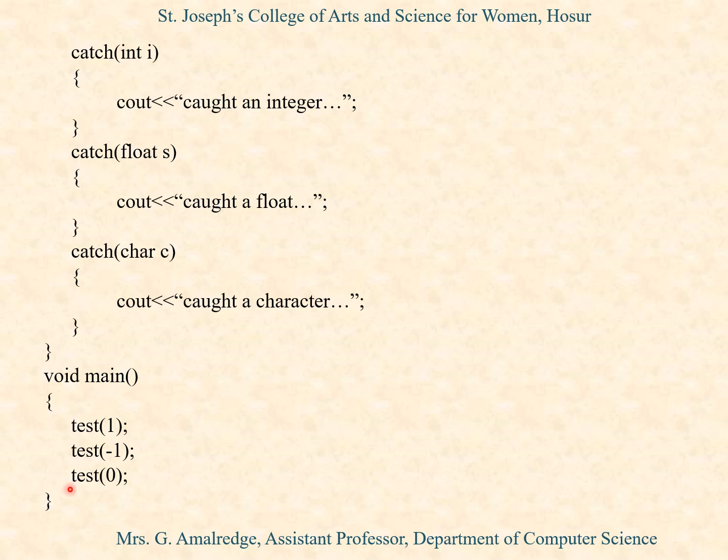And the third statement is test of 0. If the value of x is equal to 0, it throws the character exception. So the third catch will get executed and print the result as caught a character. So once these three statements are executed, it gives the output as caught an integer, caught a float, caught a character.